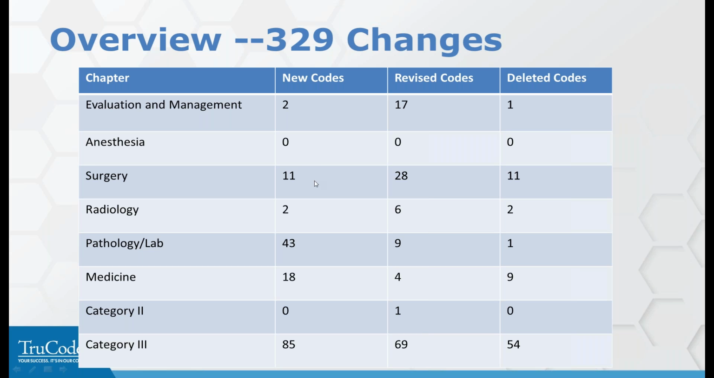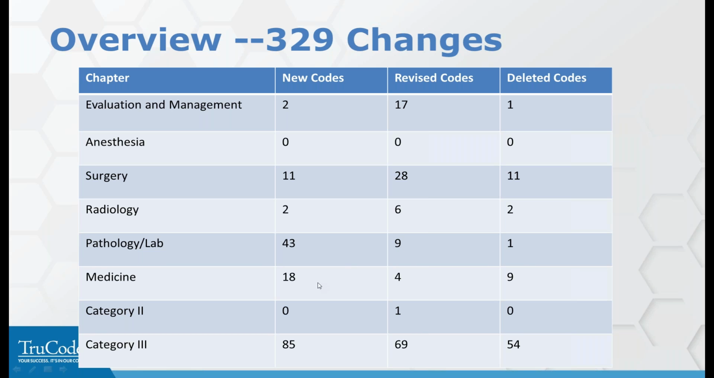In our surgery section, as far as the actual code numbers, we see 11 new codes, 28 revised codes, and 11 deleted codes as well. In radiology, only 2 new codes, 6 revised and 2 deleted. Path lab, we see quite a few. A lot of those are because of those proprietary lab codes that are found at the back part of the book, and I have those for you in the handouts, but in the main part of the pathology and lab section, not a whole lot of changes. Only 9 revised codes and 1 deleted code in that area.